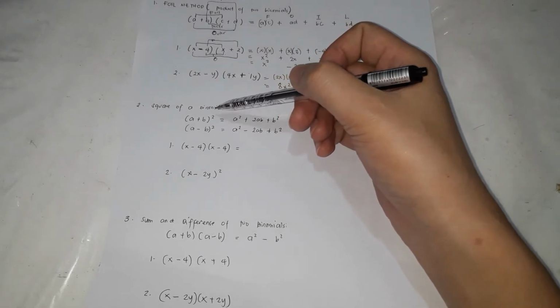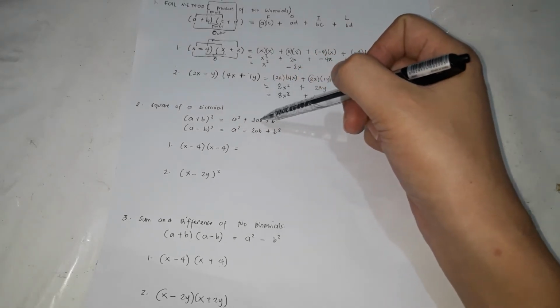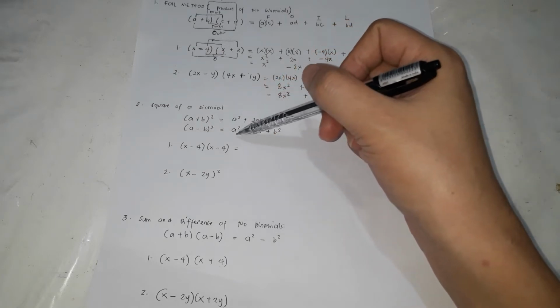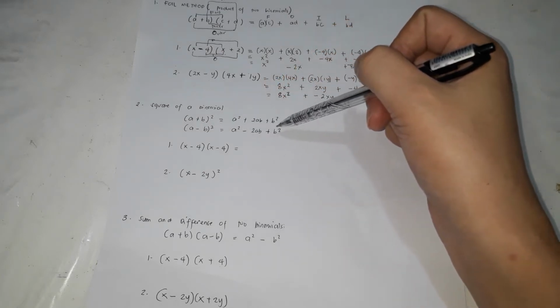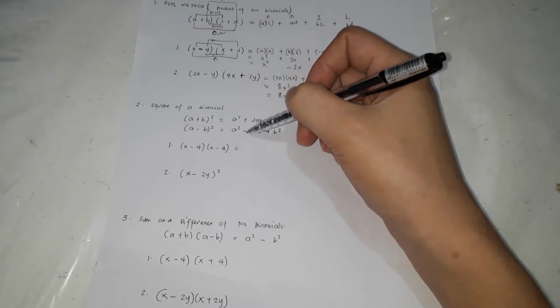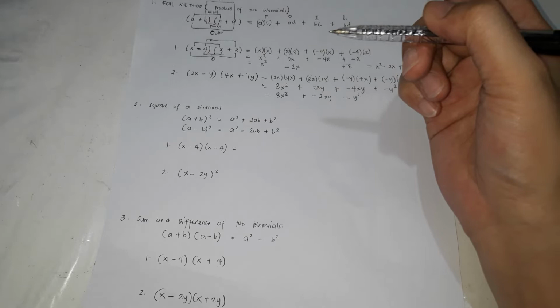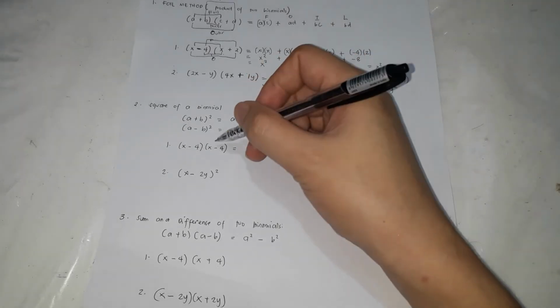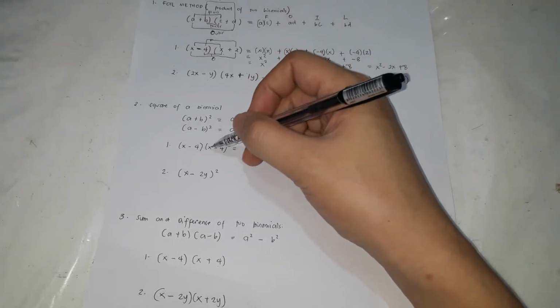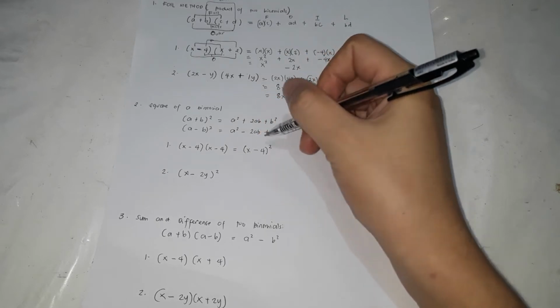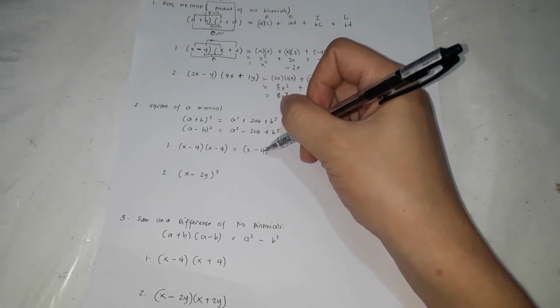Next is the square of a binomial. Square of a binomial is a plus b squared is equal to a squared plus 2ab plus b squared. If it is minus, a minus b squared is equal to a squared minus 2ab plus b squared. So the difference is here plus, dito sa baba it's minus. For example, x minus 4 at saka x minus 4. So x minus 4 times x minus 4 is the same as x minus 4 squared. So ang x minus 4 i-times mo sa sarili niya.